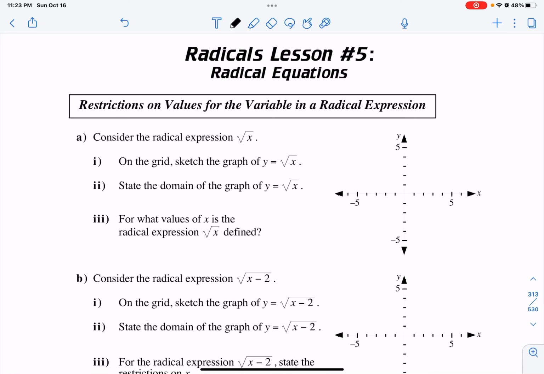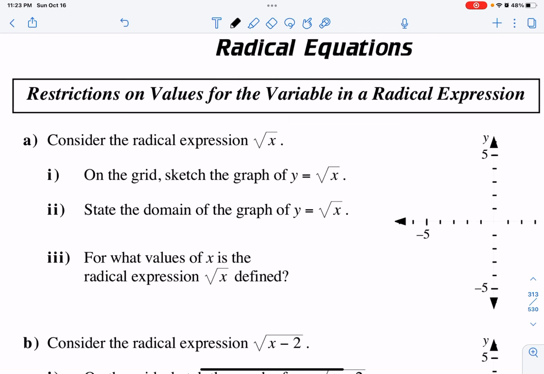All right, so now we're on radicals lesson 5, and this is radical equations. So we're going to take our knowledge of what a radical is, and now we're going to apply it, whether it's graphing or solving for specific solutions, in what we're going to call radical equations or expressions. So let's consider the following here.